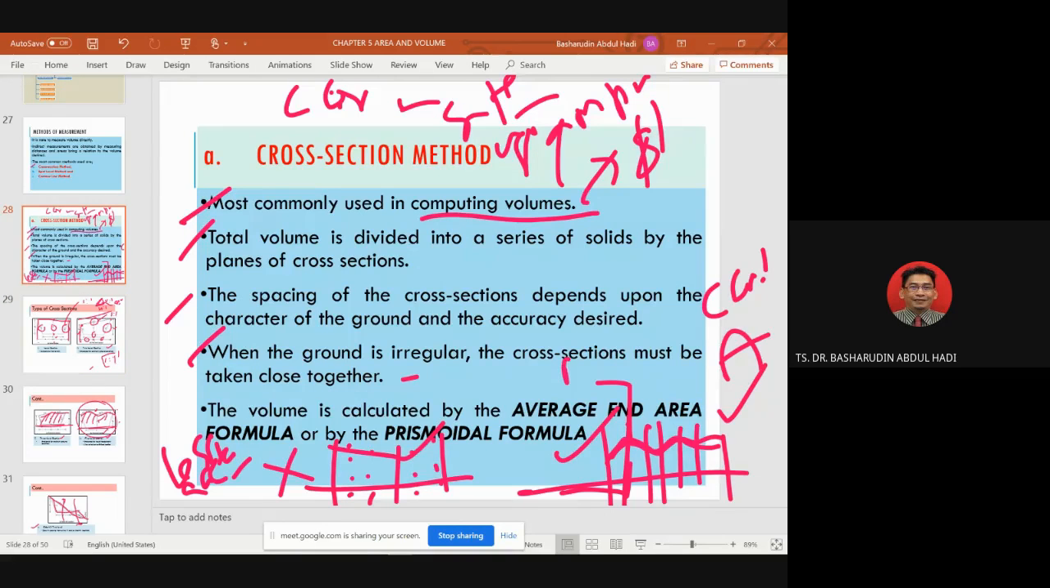So we have section AA here. You must cut it very near to have a clear picture of this one. The volume is calculated by the average end area formula, or by the prismoidal formula. So you can use two methods: the average end area and the prismoidal formula.